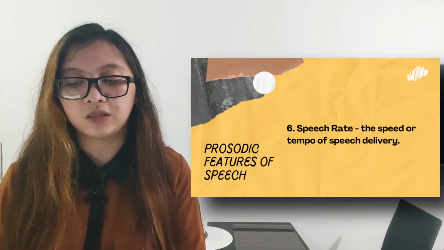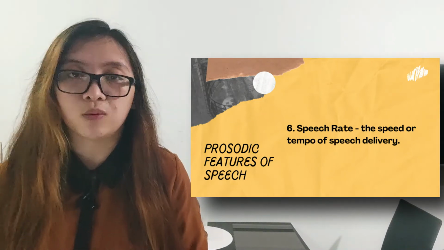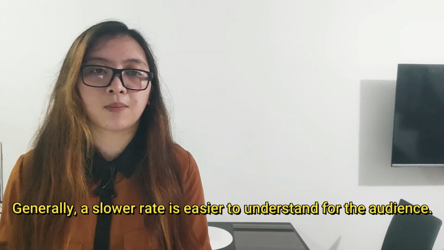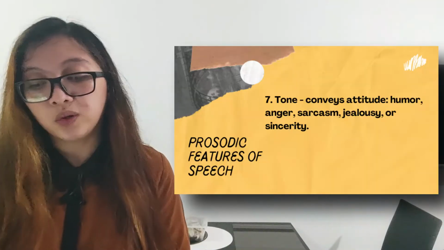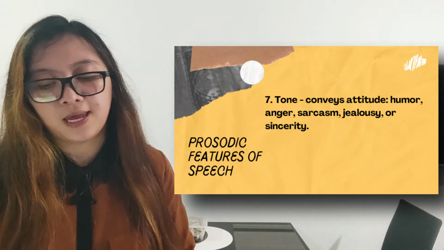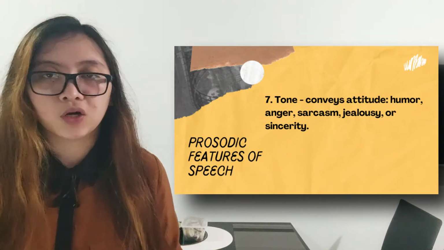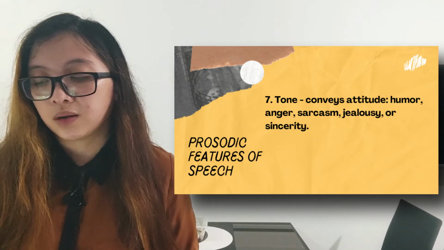The sixth feature is what we call speech rate. It is the speed or the tempo of our speech delivery. Sometimes we use speech rate to emphasize our message. For example, to older people, we tend to speak slowly. And then lastly, if we combine the first up to the sixth feature, we're going to produce a tone. A tone conveys attitude. It can convey our humor, anger, sarcasm, or it can be jealousy or sincerity.